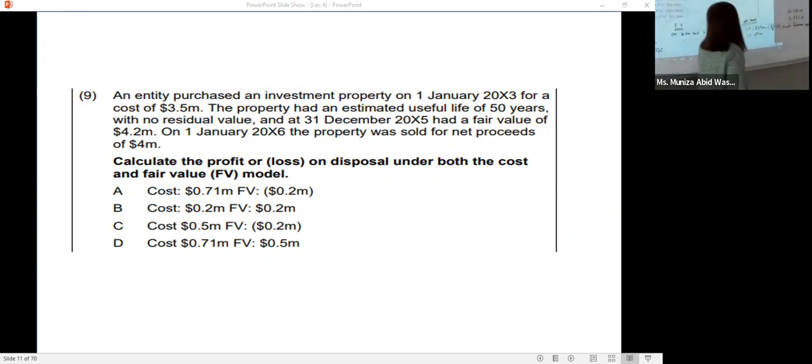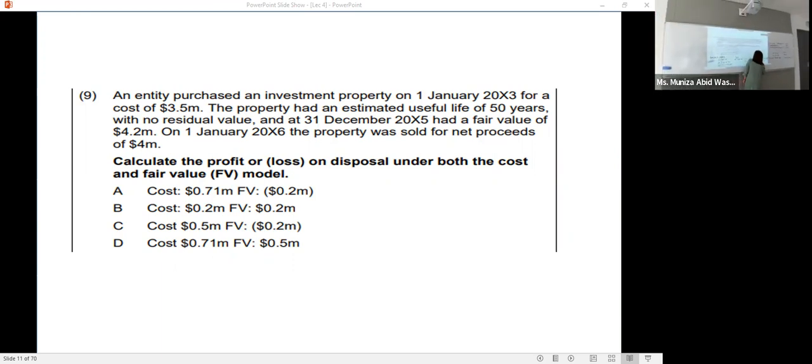Now compare it with the sale value. It's a profit or loss? It's a profit since sales value is higher than the carrying value. How much profit is there, students? $0.71. 3.5, let me just recheck it. Multiply by 3. It's 3.29. Yes, it's $0.71 profit.